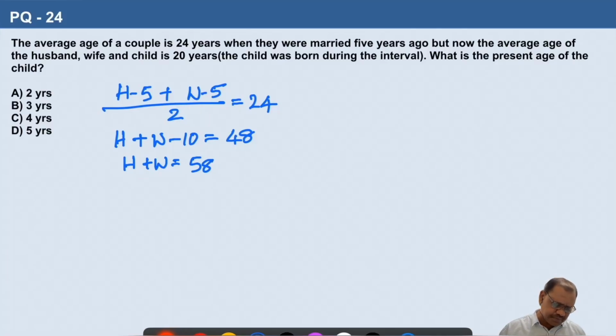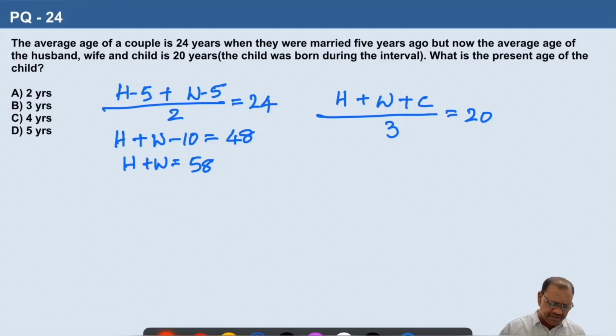But now the average age of husband, wife and child. So the average age of husband, wife and child, all the three, is equal to 20. So husband plus wife is 58 plus child is equal to, by cross multiplication, 60.